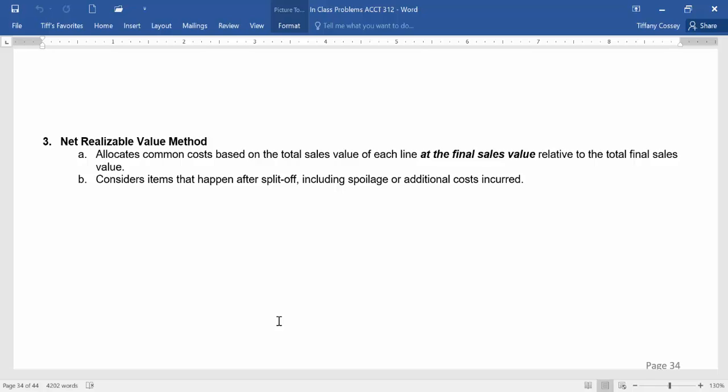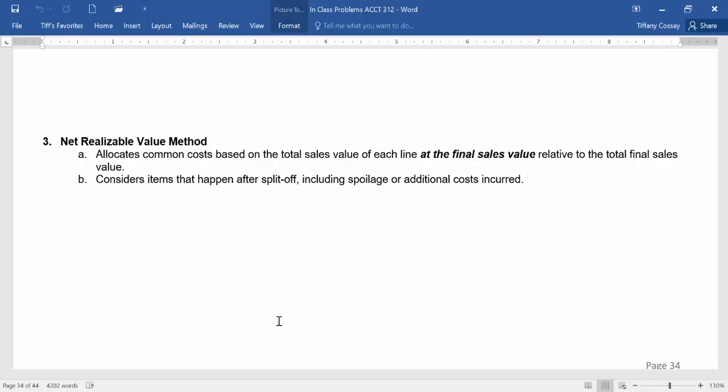And so when we say the final sales value, we're not talking about the point of split off anymore, where the items stop being common. We're talking about after the products are fully processed, after the asphalt has been turned into asphalt, after the fuel oil has been turned into fuel oil, right? After everything has been complete, you're going to look at the sales value of each of the items and compare them one against the other.